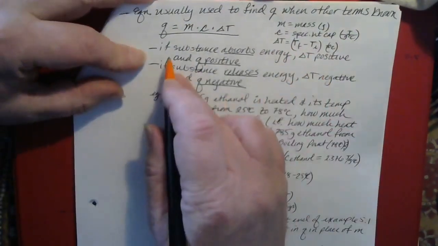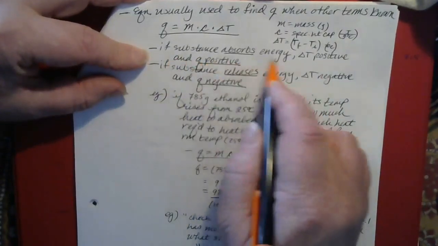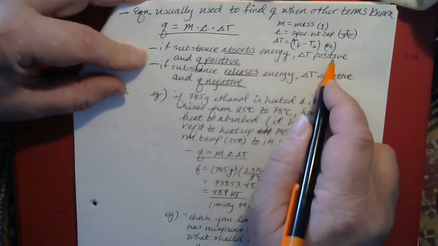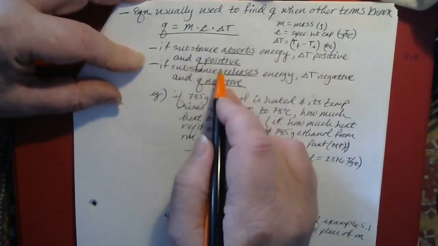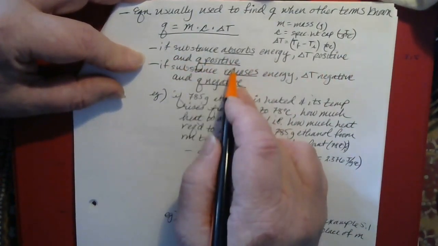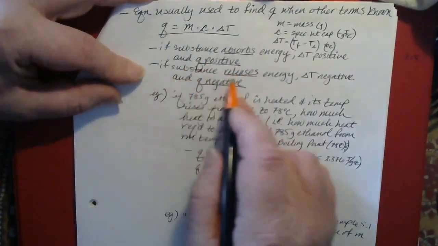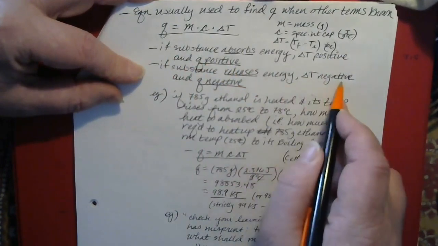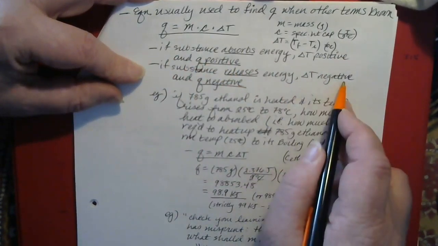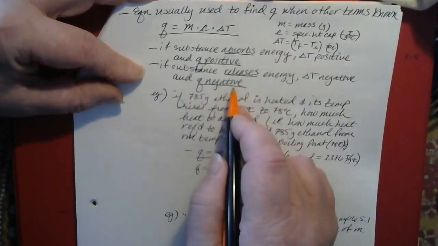All right, so if the substance absorbs energy, delta T would be positive, and Q would be positive. If the substance releases energy, then delta T would be negative, and Q would be negative.